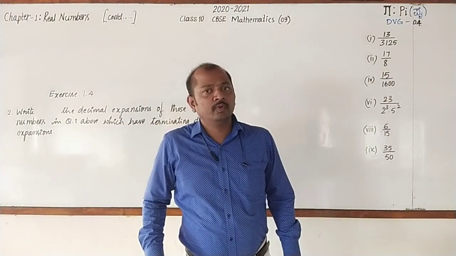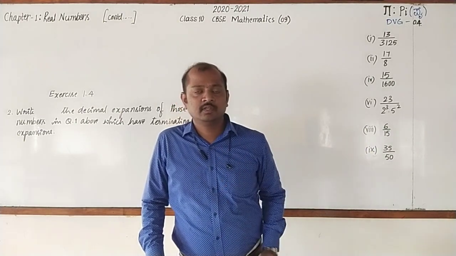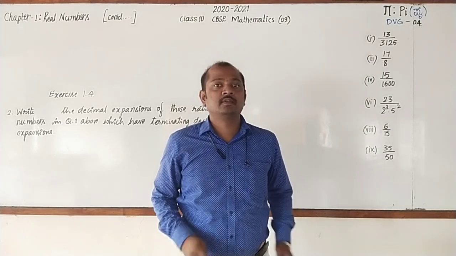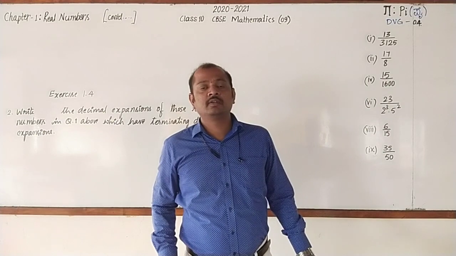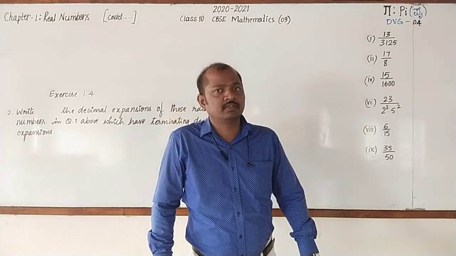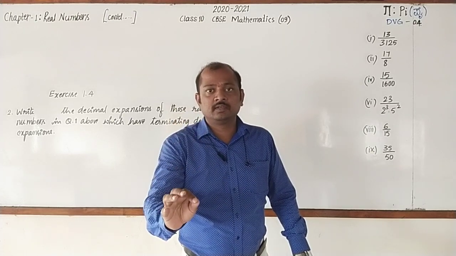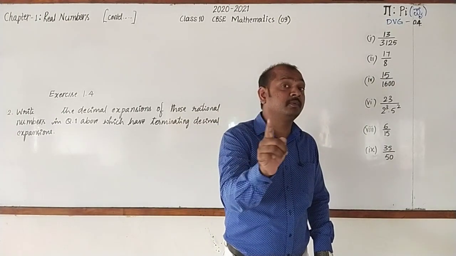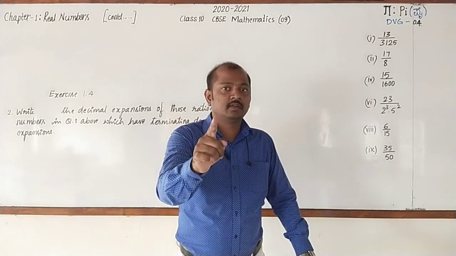Dear students, we know that rational numbers can be expressed in decimal form. Yes or no? Yes. If so, in how many forms? There are 2 forms. What are those? The first one is the terminating decimal expansion, and the second one is the non-terminating recurring decimal expansion. Right? Now let me ask you one simple question. Is it possible to decide whether the given rational number has a terminating or non-terminating recurring decimal expansion without actual calculation?